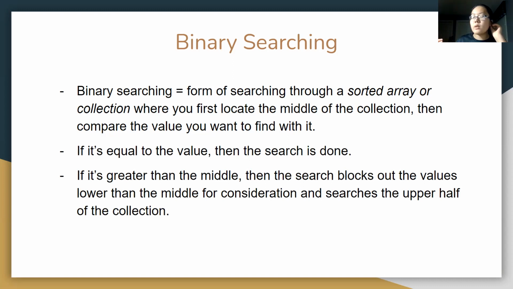With this kind of searching, you can easily eliminate half of the values you need to search through. That means you don't need to search through every single value like sequential searching. If the value that we want to find is greater than the middle, then we automatically know that none of the values below the middle are ever going to be the value we want to find.